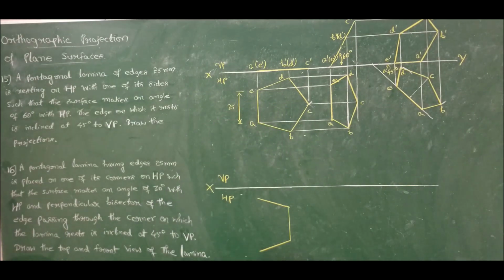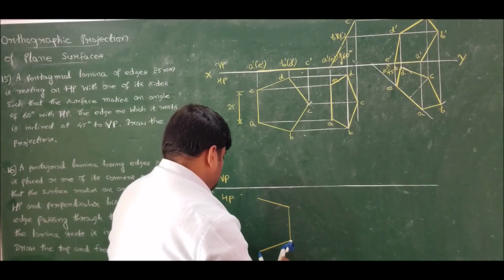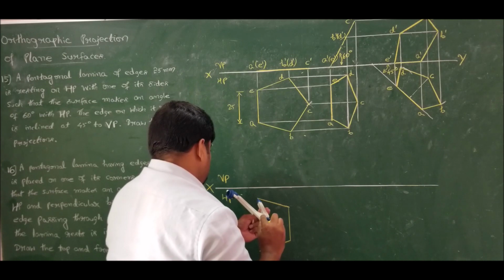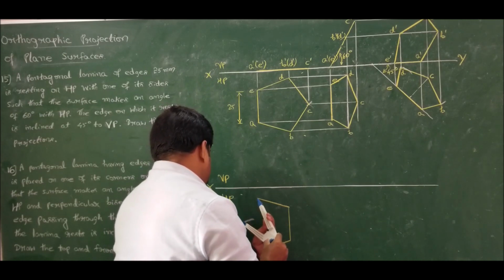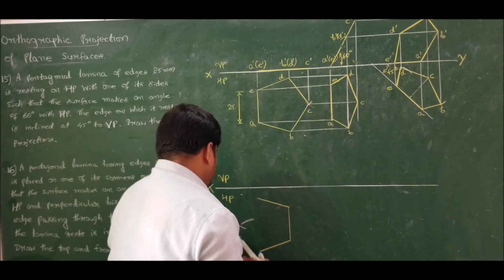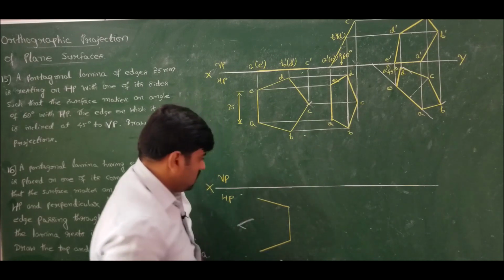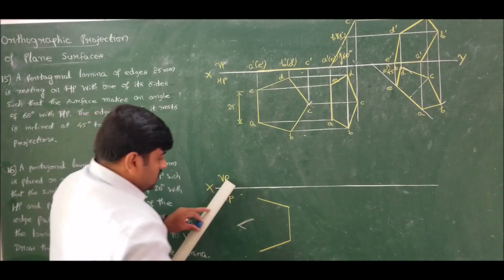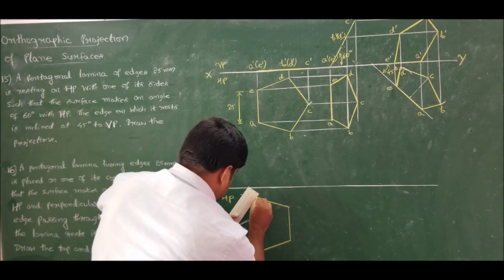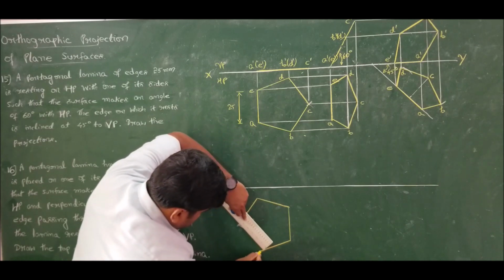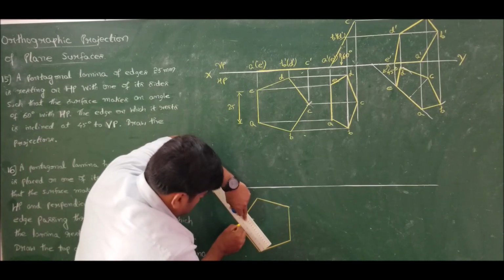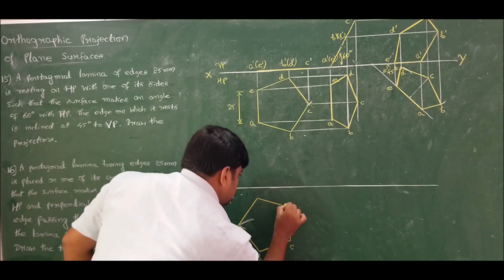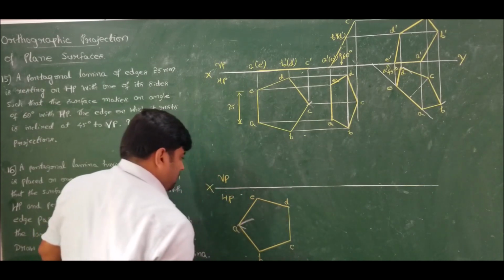Now using compass, you draw arc to complete the drawing. From here you intersect this arc. From here you draw the arc. Now join these corners. And mark. So here we have A, B, C, D and E.